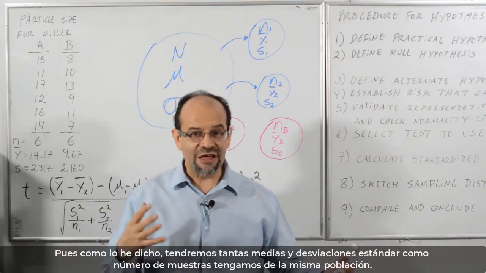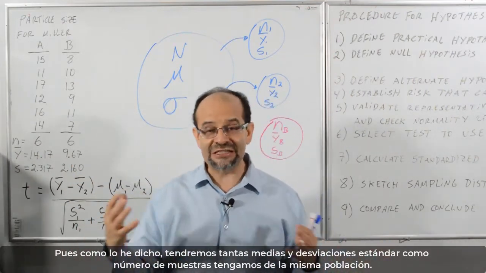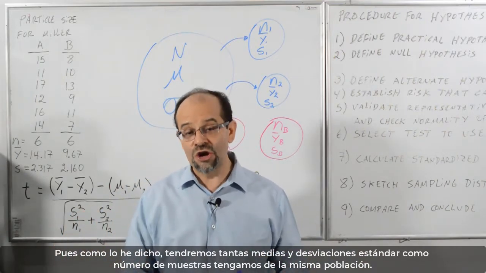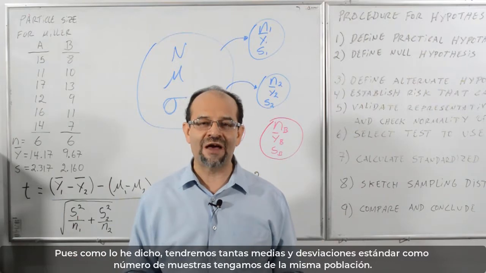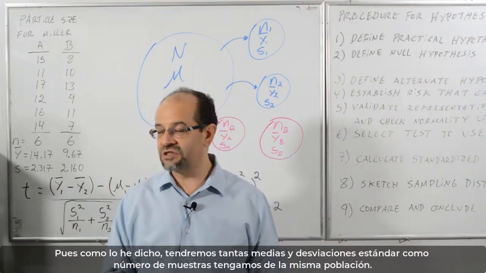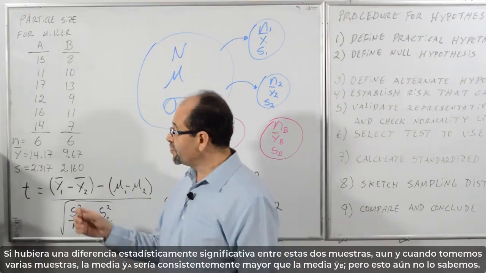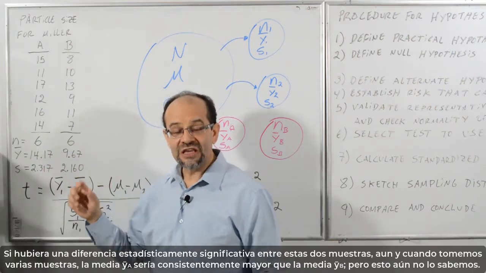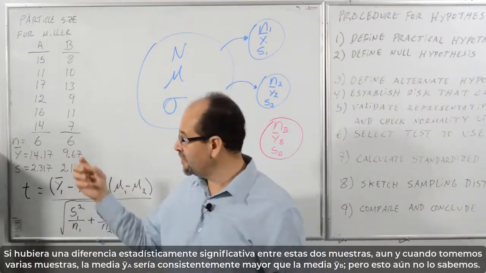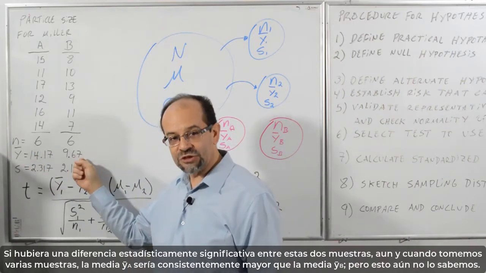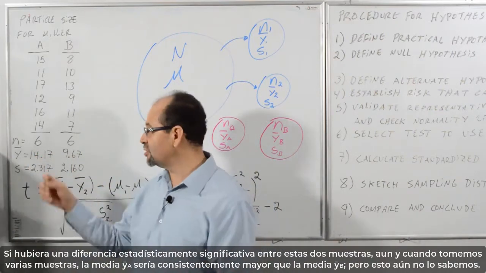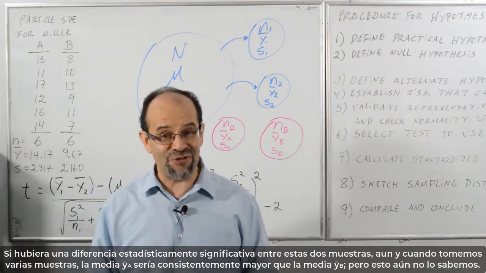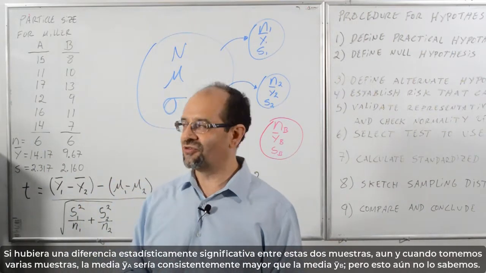Because as I have said, you will have as many different means and standard deviations as the number of samples you have from the same population. So, of course, if there is a significant difference between those two, even if I take another sample, this will be bigger, and this will be smaller. If I take a third sample, this will be bigger, this will be smaller, if there is a significant difference from a statistical point of view.